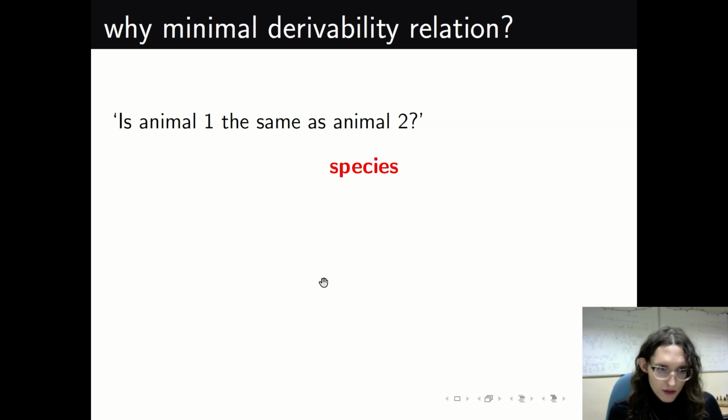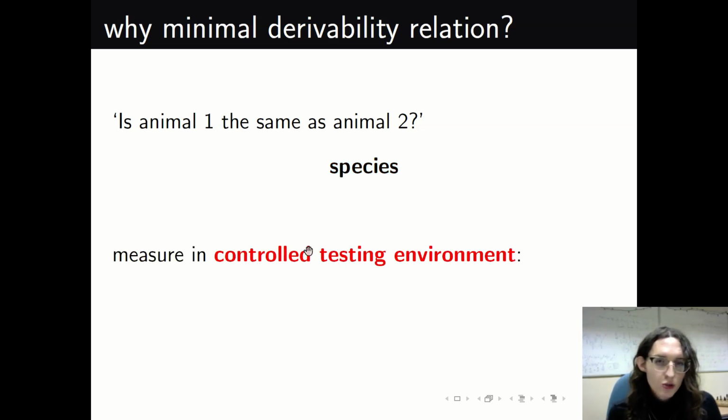Now, if we're doing science and we want to investigate a specific question, the way we do this typically is by means of experiment, right? So one way we could go about this is take our two animals, isolate them from their respective environments. Let's assume they're in separate habitats. And let's put them instead into a controlled testing environment, something like a laboratory enclosure. And now in this environment, let's run some tests.